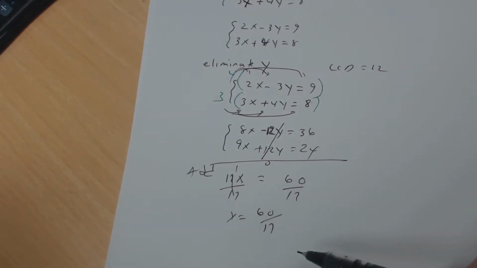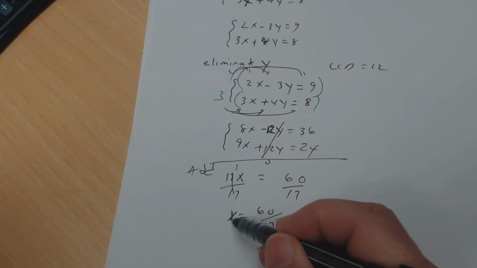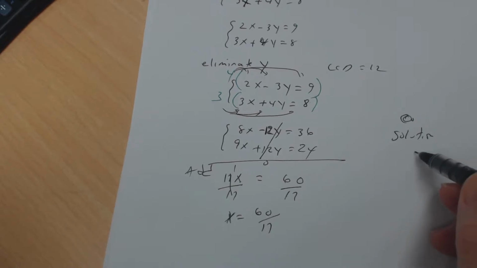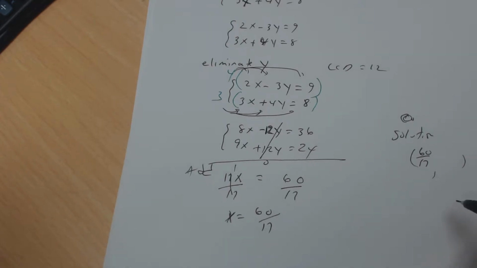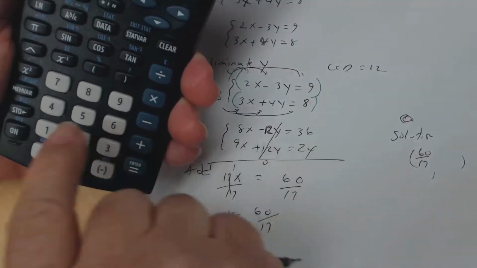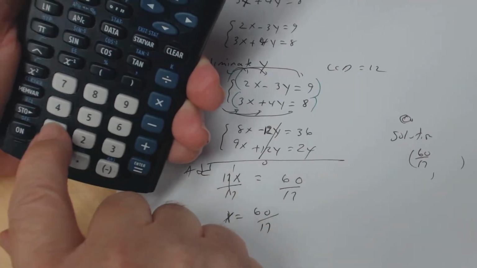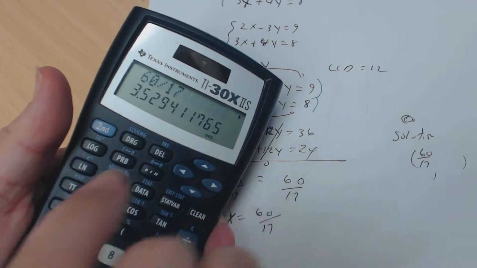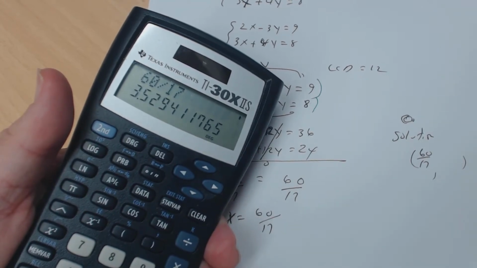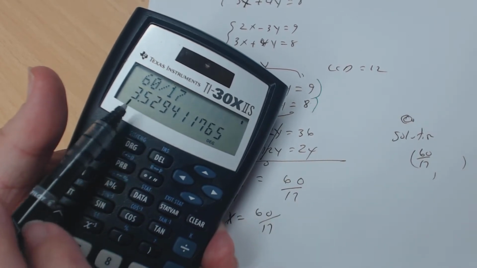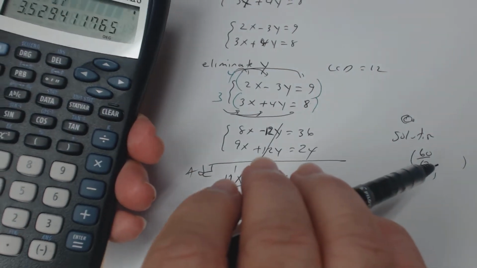Now, here's the situation we're in. Notice that the solution, my ordered pair, the x coordinate is 60 divided by 17. That's a fraction. You might say, well, I'll just go ahead and write it as a decimal. Yeah, well, look at this. If you write it as a decimal, it doesn't terminate. It just keeps on going. So you really don't want to write this as a decimal. You're not going to estimate this or round this off, because then your y solution would not be exact.